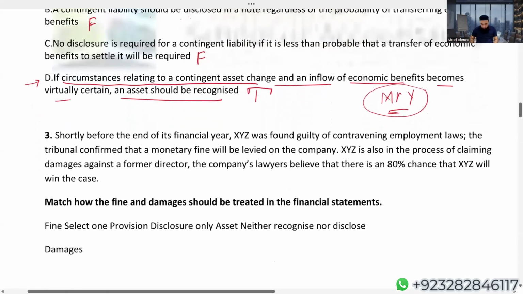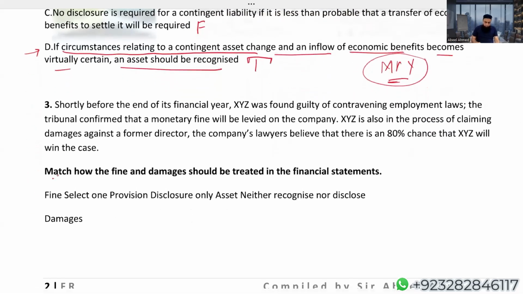So now let's see the next thing. Match the fine and damages. Actually, there are two columns. One is fine and another is damages.